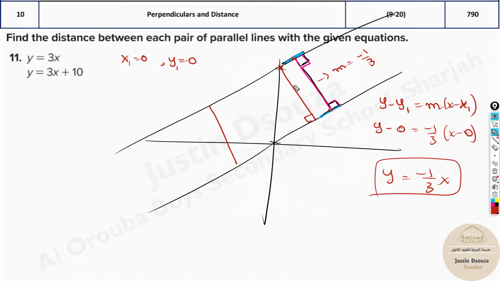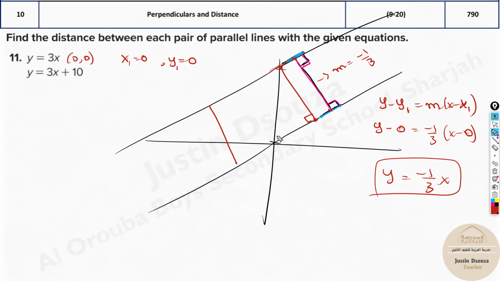Now this perpendicular line is touching one of the parallel lines, 3x, at 0, 0. So we have the point of intersection for this. It's 0, 0. But what about this line? We have no clue, right? I can't just take 0 over here. If it's 0, this is wrong.